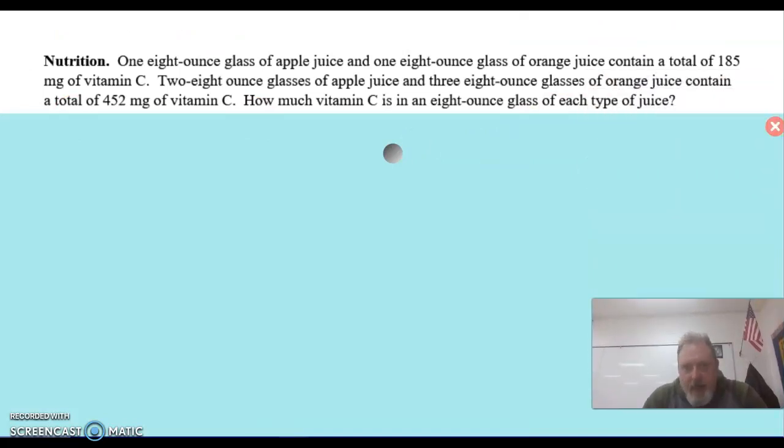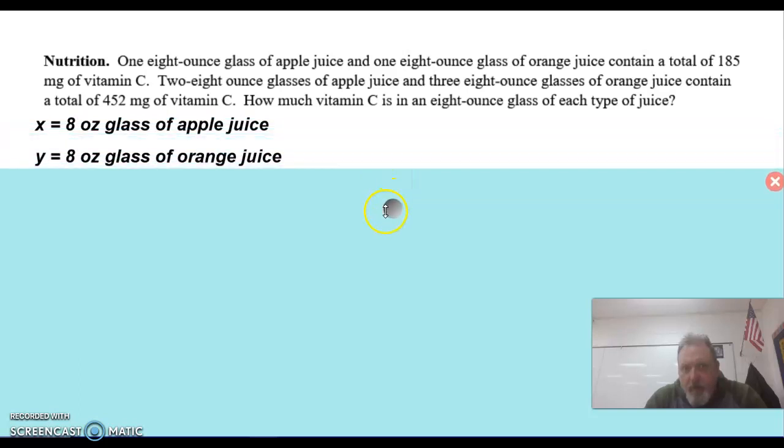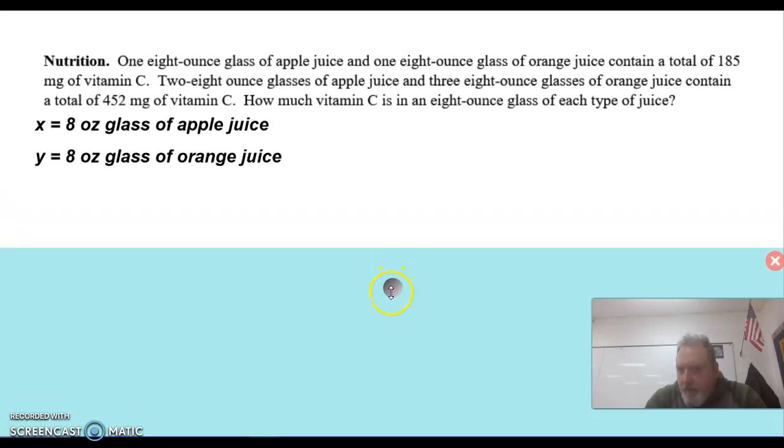All right, we got some apple juice and orange juice here, 8-ounce glasses, and we're talking about how many milligrams of vitamin C are in each. And so we'll start with our variables. So we got X and Y. X will be our glasses of apple juice. Y will be our glasses of orange juice. And you can see I left this one blank here for you.